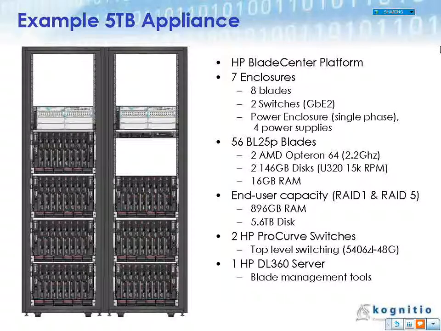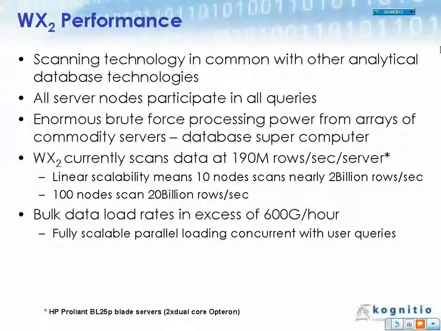So there are 56 blades present, Opteron processors, disk, memory, and what you end up with is an appliance with about 5.5 terabytes of disk, and that is user disk. That is capacity available for user data, with no other cost in terms of index overheads or spooling overheads that you might require to run queries. That is pure data capacity. And then just under 900 gigabytes of RAM, which with low overheads is a hell of a lot of data you can put into memory to get high performance. And then switching and management servers.